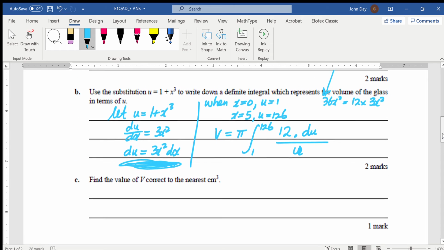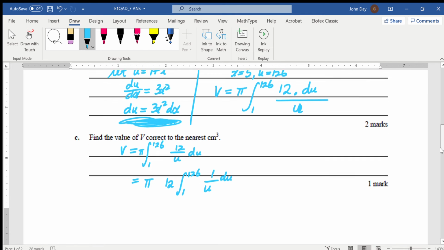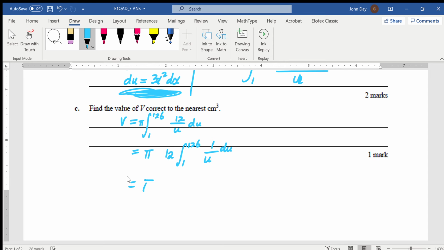Now find the value of V correct to the nearest cubic centimetre. So the volume is equal to pi times the integral from 1 to 126 of 12 on u du. Okay, so it's equal to pi times 12 times the integral from 1 to 126 of 1 on u du. Well, the derivative of u is 1, so the derivative of the denominator is sitting there in the numerator. That's pi times 12 times the natural log of u from 1 to 126.